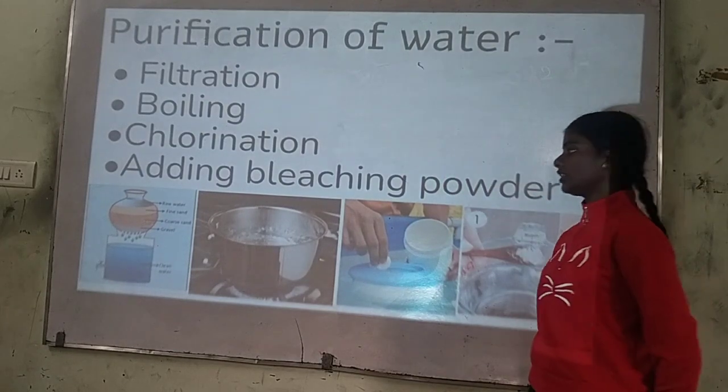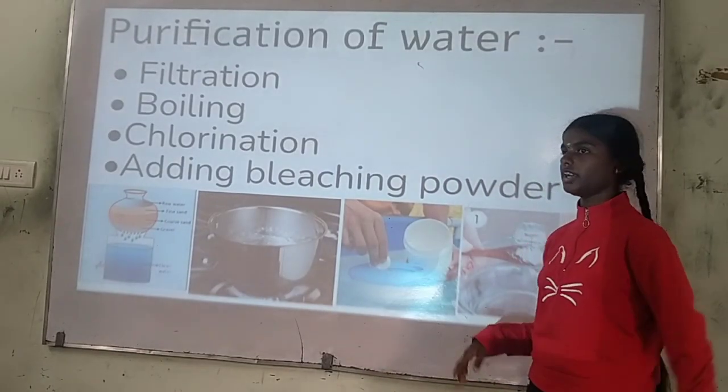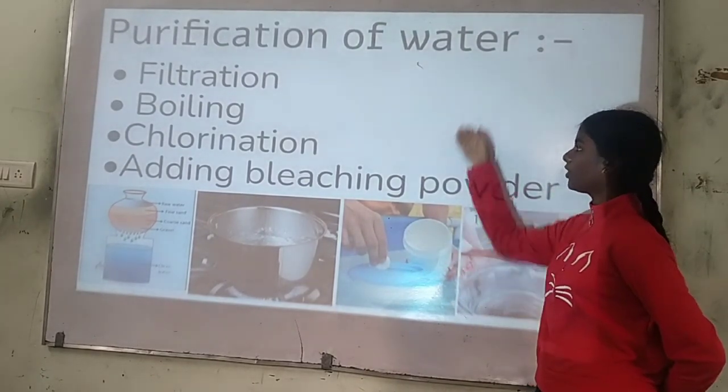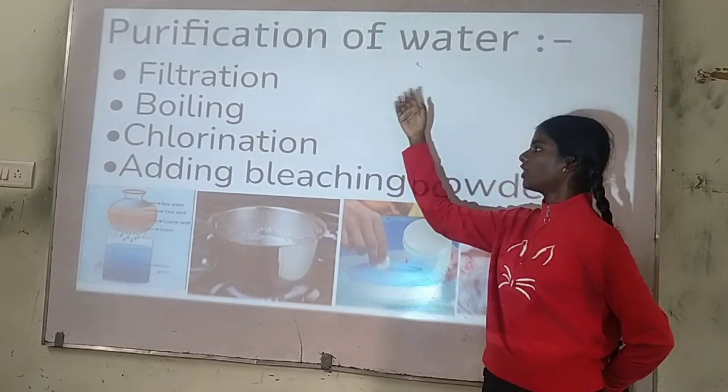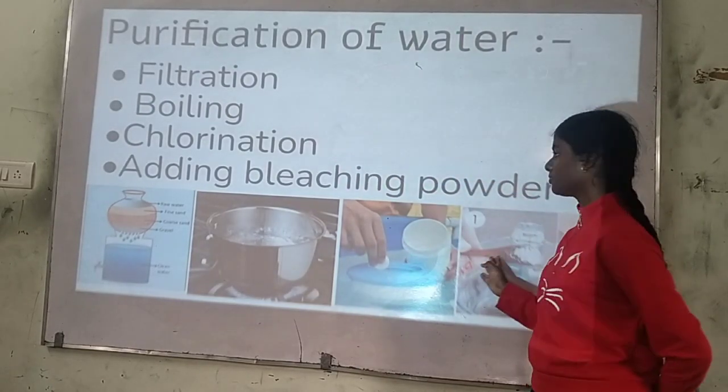Purification of water. Impure water can cause many diseases like typhoid, diarrhea, and cholera. For getting purified water, we can follow these ways. These are filtration of water, boiling of water, adding chlorine to water, and adding bleaching powder.